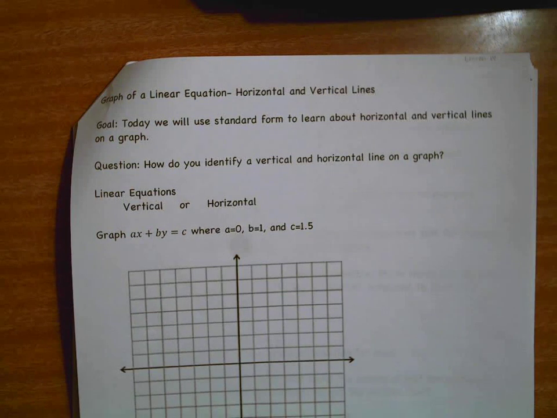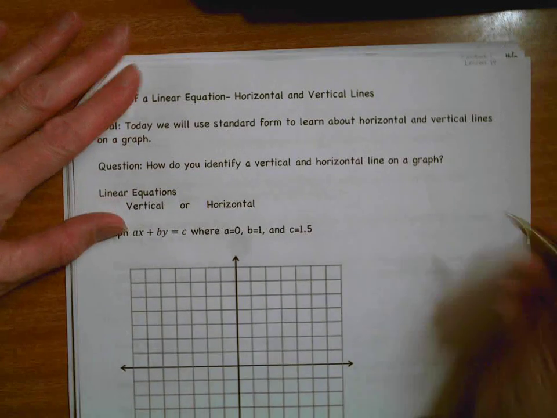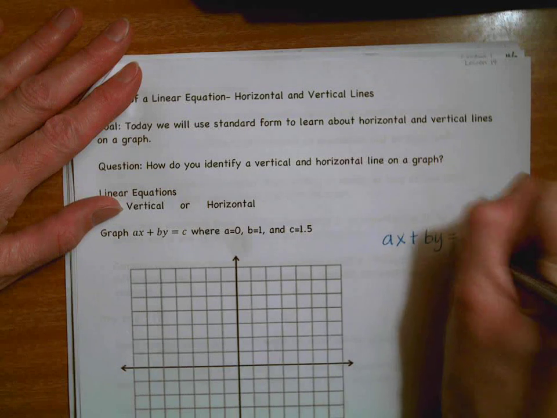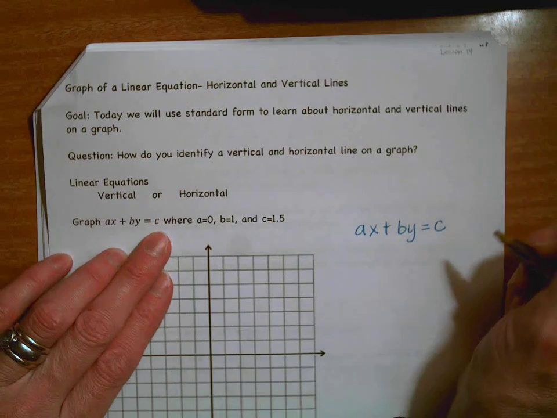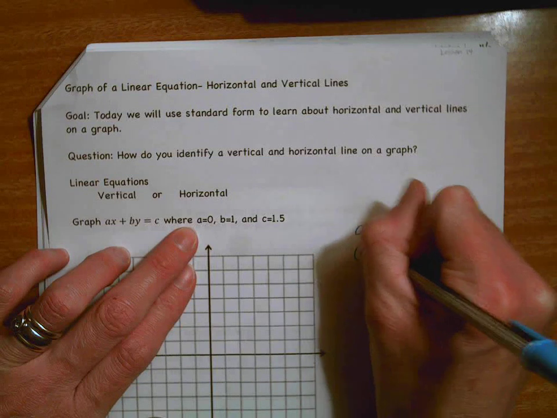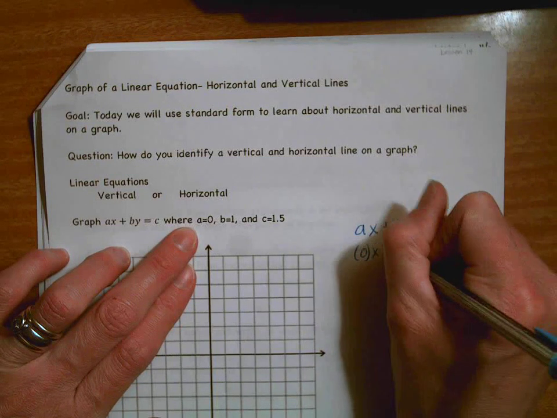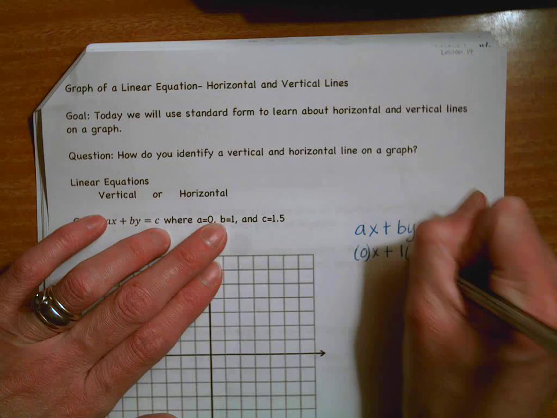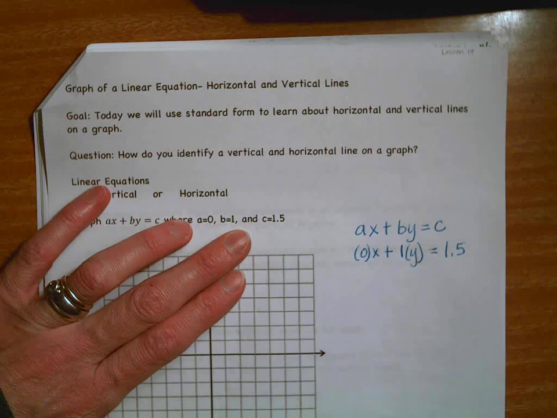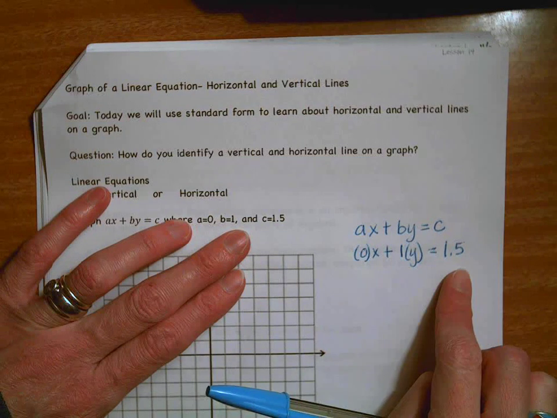We graph it by solving for y so that we can find the ordered pairs. Let's take a look over here first. It says ax plus by equals c. Now we're going to replace those values with the given ones. It says that a equals 0, so we have 0 times any x value plus 1 times the y value equals 1.5. Now we've got to figure out what value of x and y would make this number sentence true.